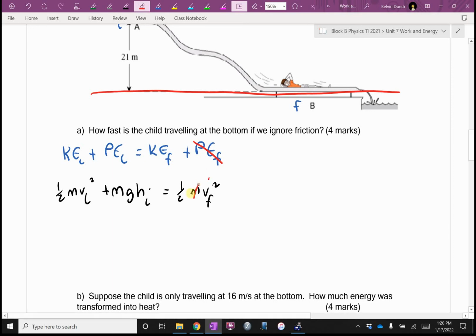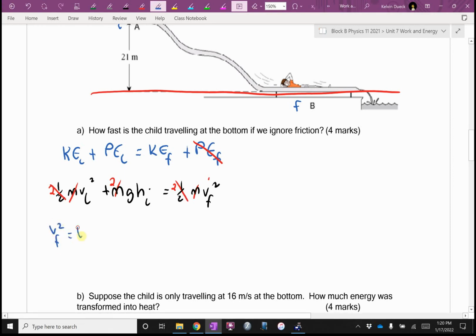In this case, the m's do cancel. There is an m in everything. If you're not sure, don't cancel them and you'll be okay. And then I'm going to be a bit sneaky. I'm going to times by 2, times by 2, times by 2. You don't have to, and I'll show you what it would look like if you didn't. But if I do that, those 2's and halves cancel each other, and I end up with this.